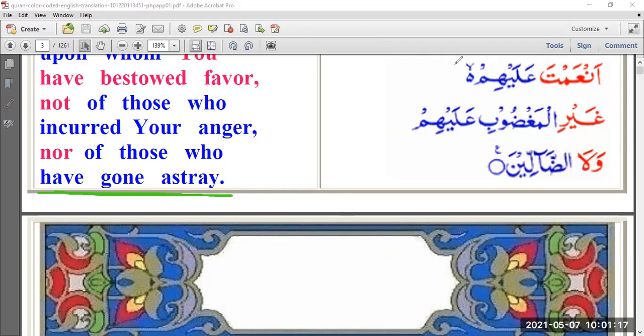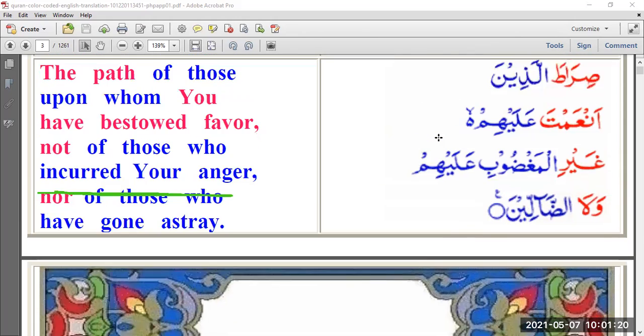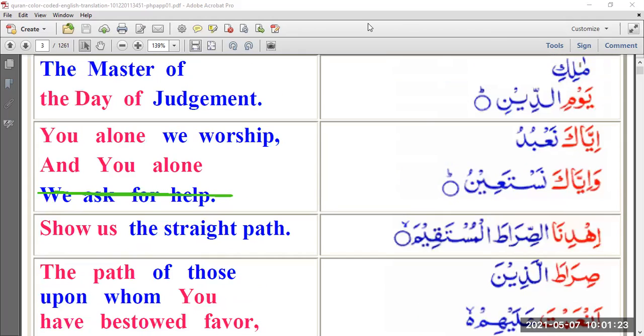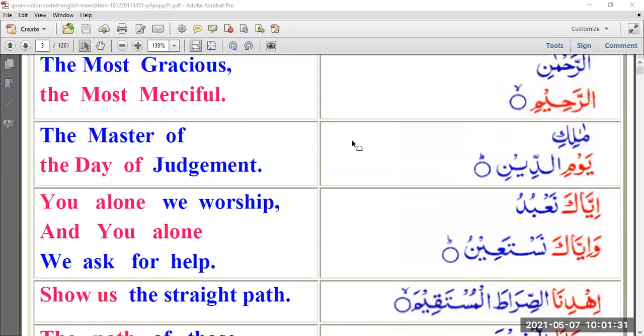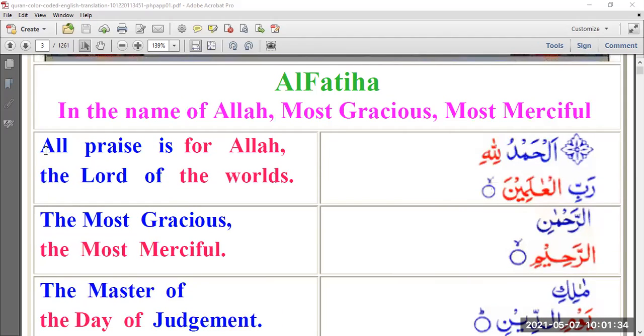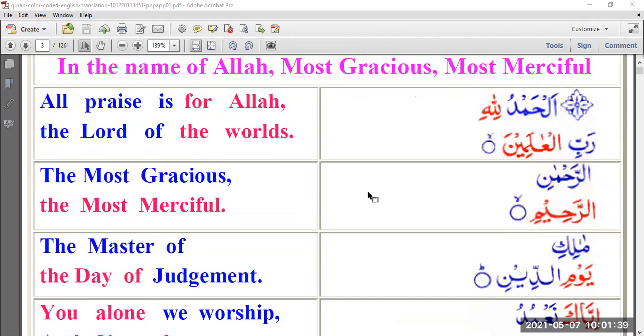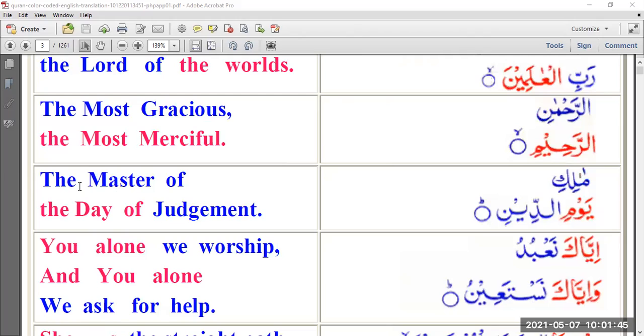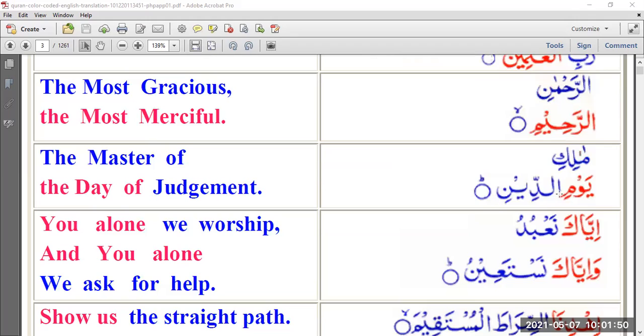Alhamdulillah, we could do it and the time is also up. I want to read the translation now without grammar, so that we can see what we have understood. Bismillahir Rahmanir Rahim. Alhamdulillahi Rabbil Alameen, all praise is for Allah, the Lord of the worlds. Ar-Rahmanir Rahim, the most gracious, the most merciful. Maliki Yawmiddin, the master of the day of judgment, proper, but there is no alif lam because it has become mudaf for yom.